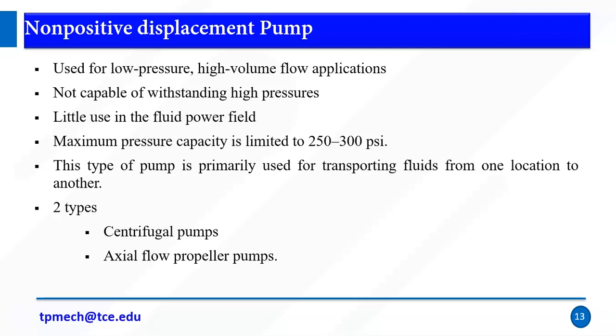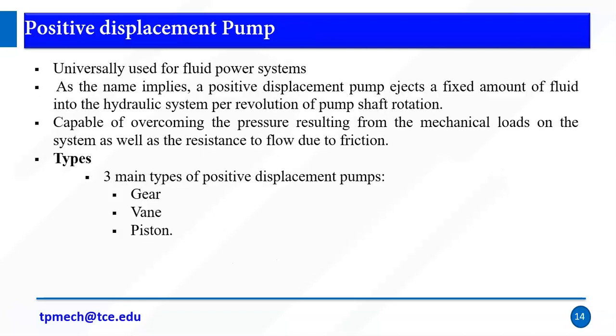So it is used for some applications. We have two types: centrifugal pump and axial flow propeller pumps. The next one is the positive displacement pump, universally used for fluid power systems. Generally the pump used is the positive displacement pump, because it has many advantages compared to the non-positive displacement pump.